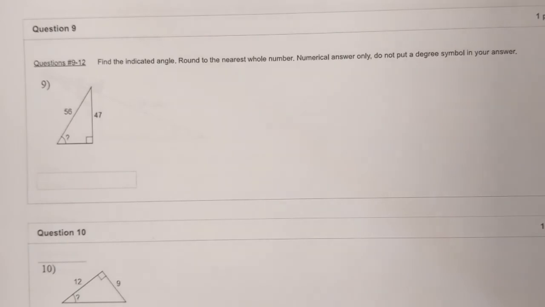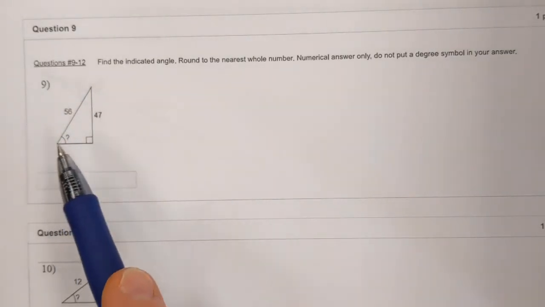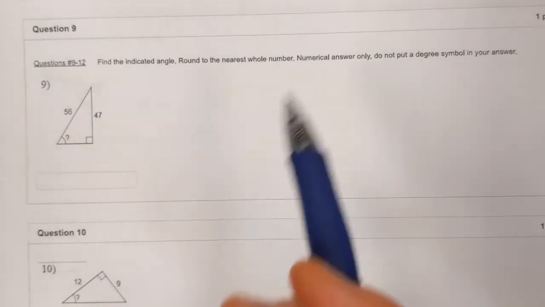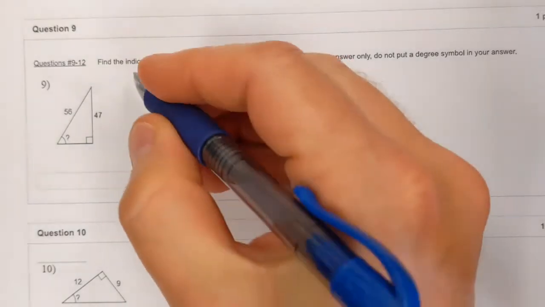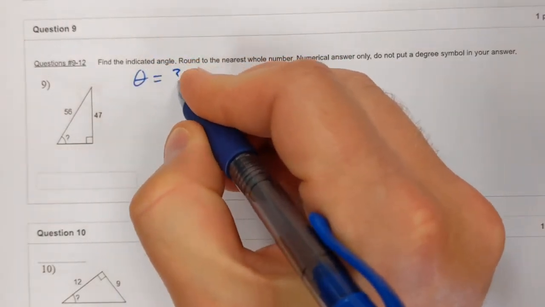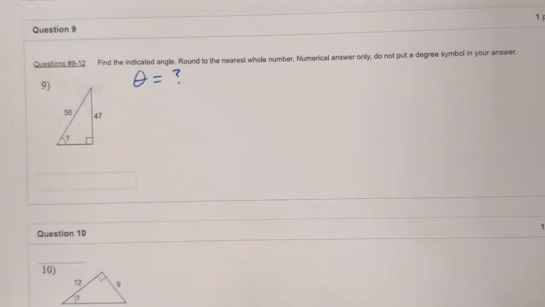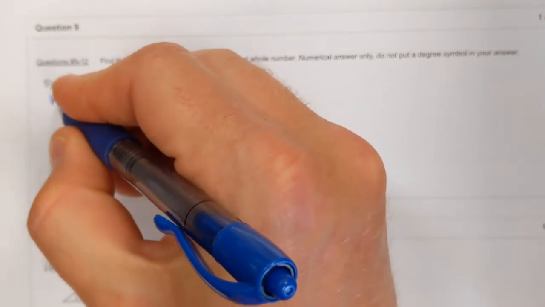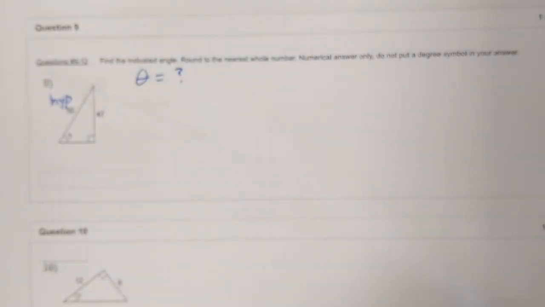So the last example I want to look at is question 9. What are we supposed to do if we're missing the angle, if we don't know what theta is equal to? Here we have a question mark for this angle. We can say that theta is unknown. How exactly are we supposed to handle that? Well, the steps really are still the same 4 steps. We're going to start by labeling the hypotenuse as the 56.